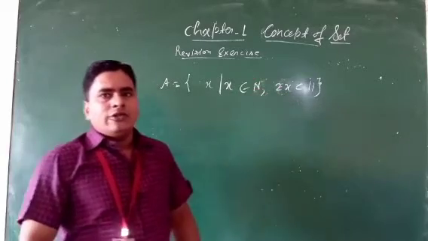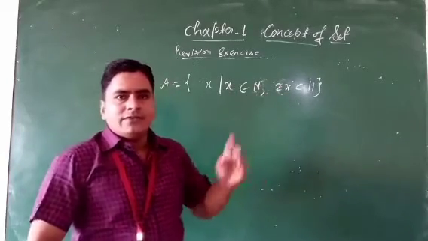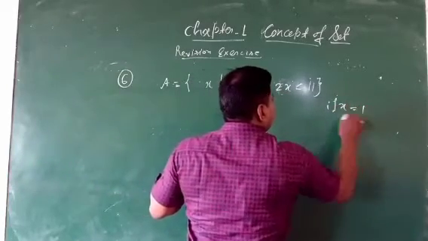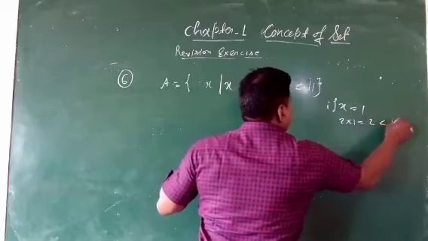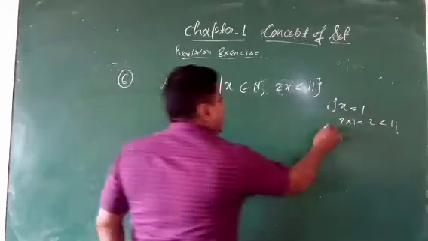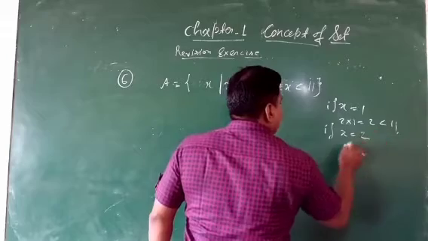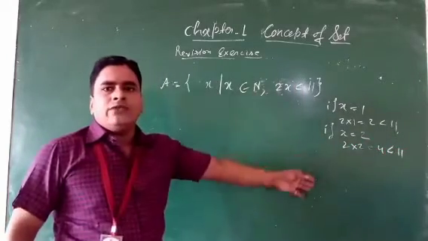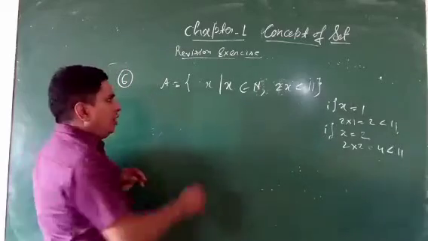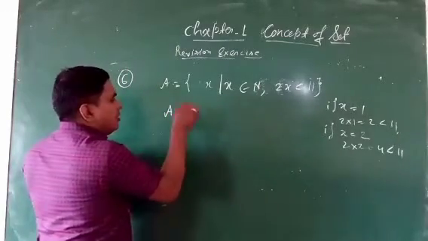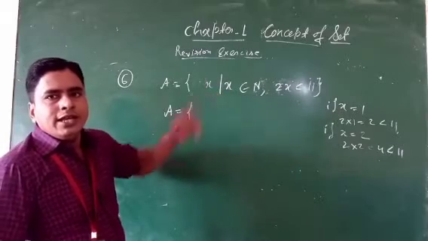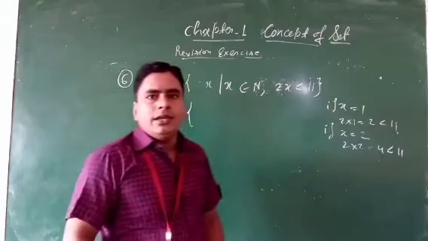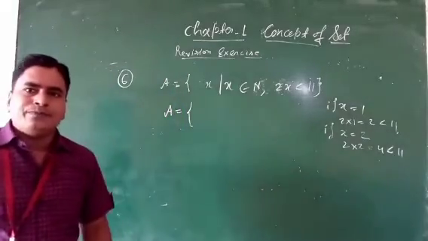We know that natural numbers are 1, 2, 3, 4, 5, 6. So see here, if x is equal to 1, then 2 into 1 is equal to 2, less than 11. If x is equal to 2, then 2 into 2 is equal to 4, less than 11. In the same way, we will write all elements of set A in roster form. It is given in set builder form. Clear?